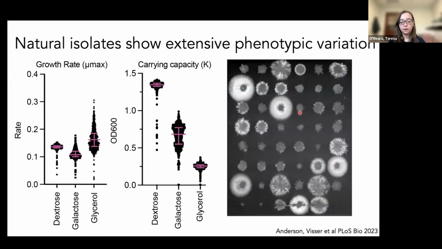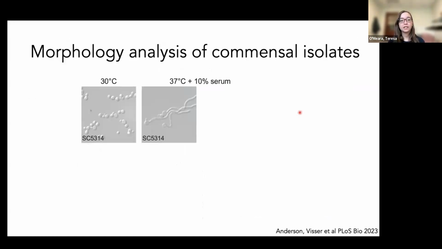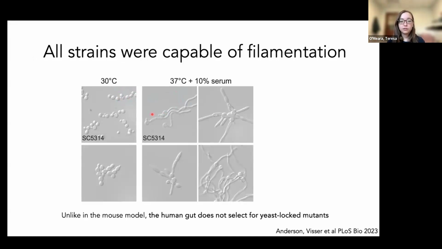But invasion is not the only measure of morphology. We can actually look at the cell shape through microscopy. What I'm showing you here is that in the non-inducing cue of YPD at 30 degrees, the reference strain SC5314 grows as these little yeast. And then when you move them to an inducing cue, such as 37 degrees with 10% serum, now we have these nice long hyphae.